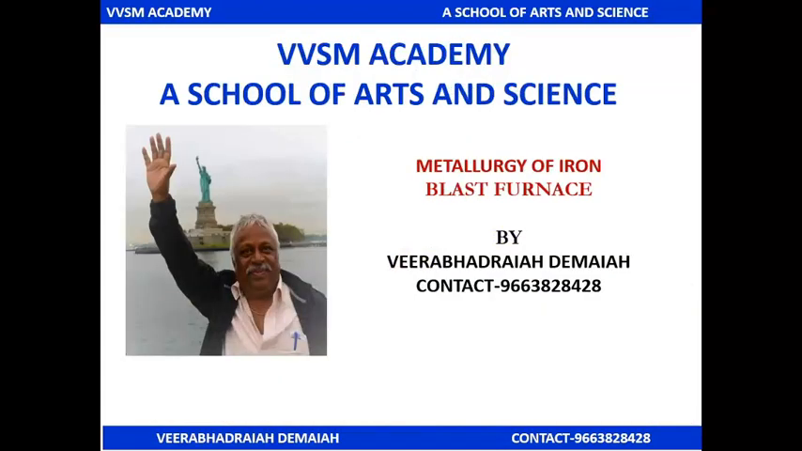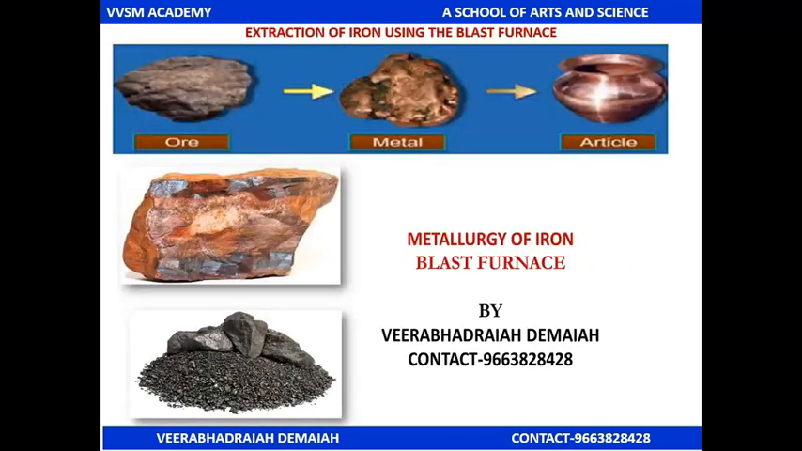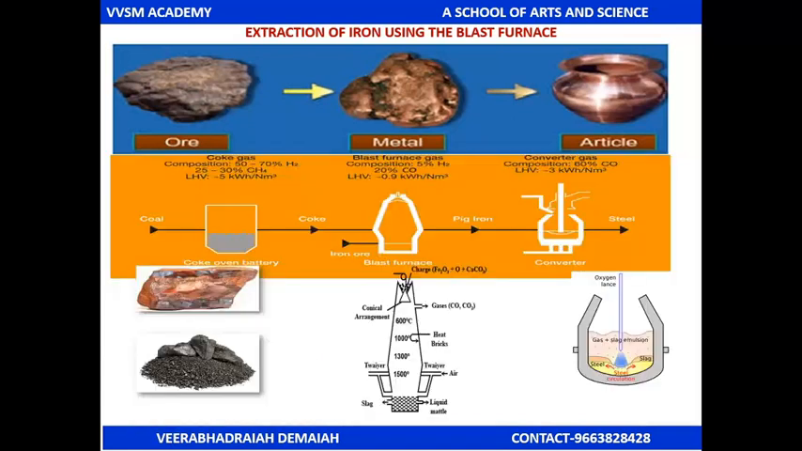Come friends, let us discuss the metallurgy of iron using a blast furnace today. You know, ore of iron can be converted into a metal, and then the metal can be converted into utensils and the required items according to requirement. Yes, metallurgy of iron. This is magnetite, this is hematite, ores of iron, which have extraction and purification of metals, particularly iron.